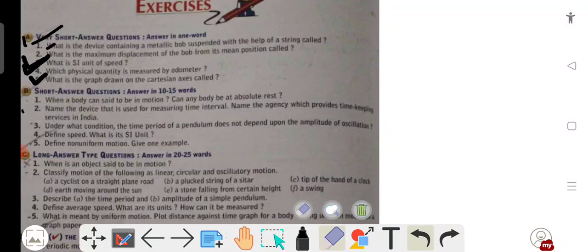Now the question number 2: classify the motion of the following as linear, circular and oscillatory motion. A, cyclist on a straight plane road. B, a plucked string on a sitar. C, tip of the hand of a clock. D, Earth moving around the sun. E, a stone falling from certain height. F, a swing. So you have to classify which type of motion, linear, circular or oscillatory. Okay, so it is for your homework.